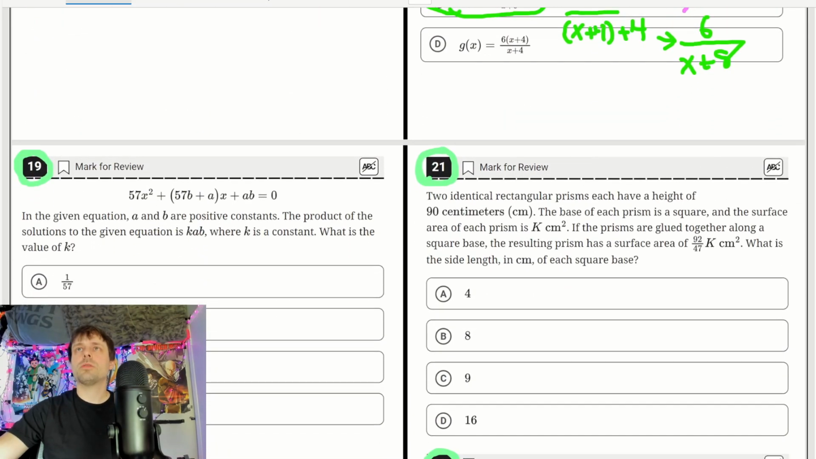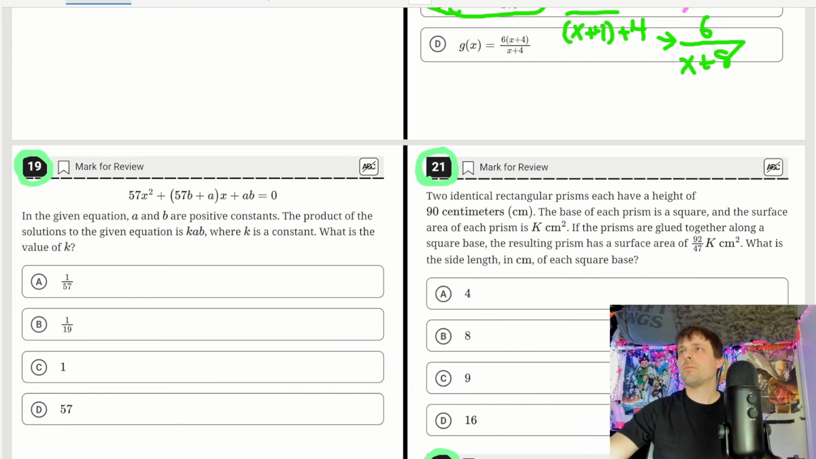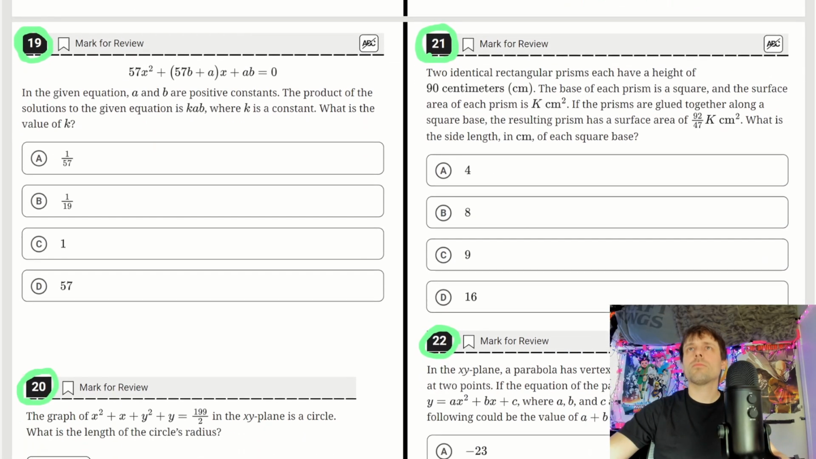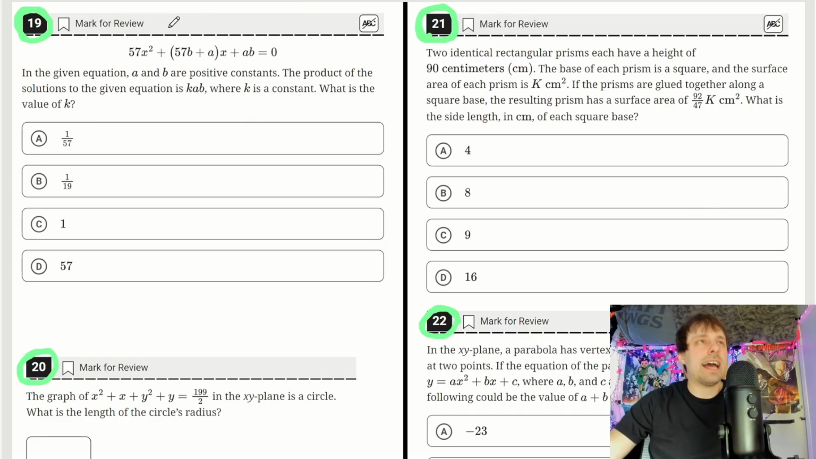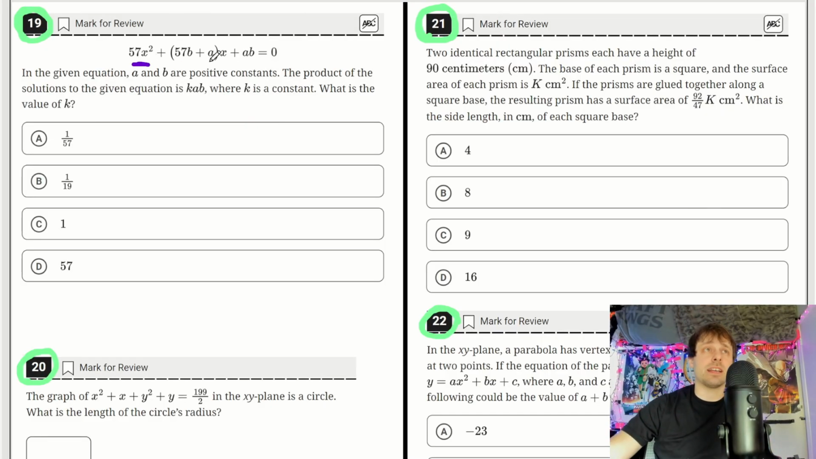Jumping down to number 19. This is another very good one. Let's try to shift this up a little bit. Okay, number 19. So I see that we have a quadratic, but it's like very advanced. There's a b, there's an a. The product of solutions. Okay, so we're going to have 2 nice little equations to use here.